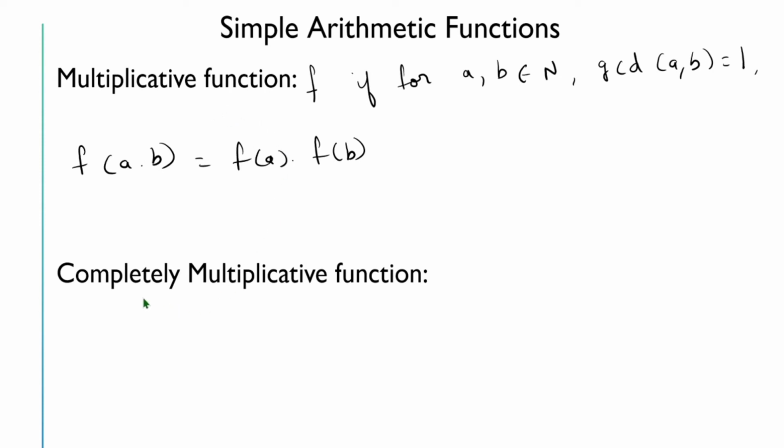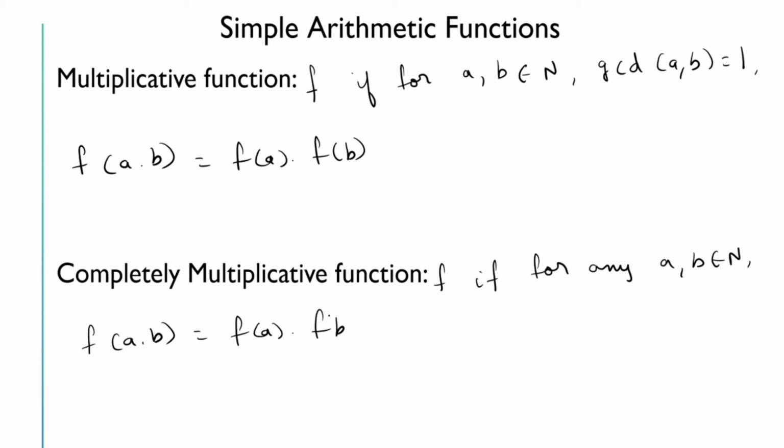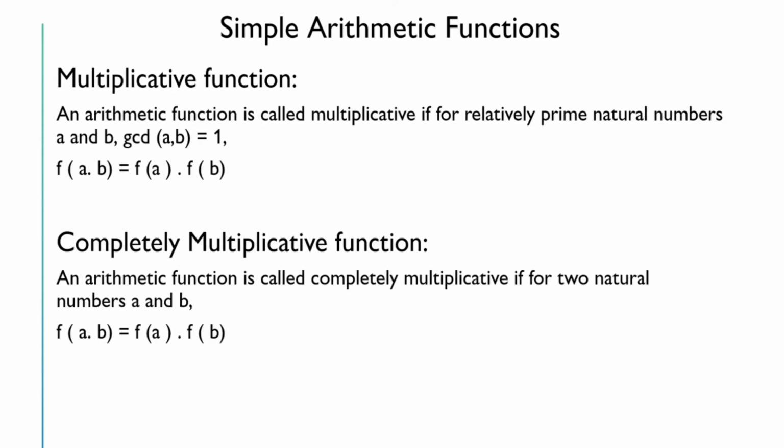Similarly, for a completely multiplicative function, any function f is said to be completely multiplicative if for any a, b which are natural numbers, not necessarily relatively prime, we have f of a into b is equal to f of a into f of b. Then such functions are called completely multiplicative functions.